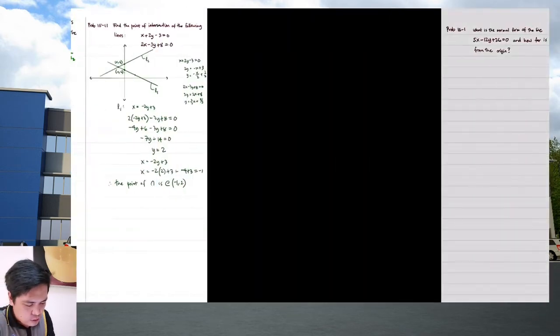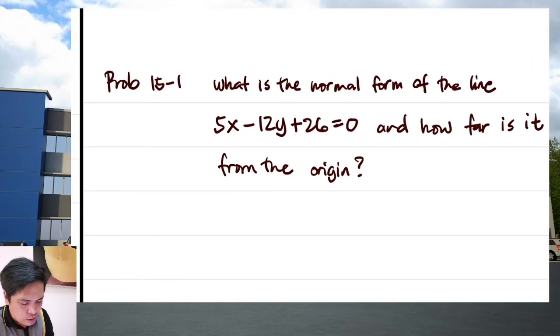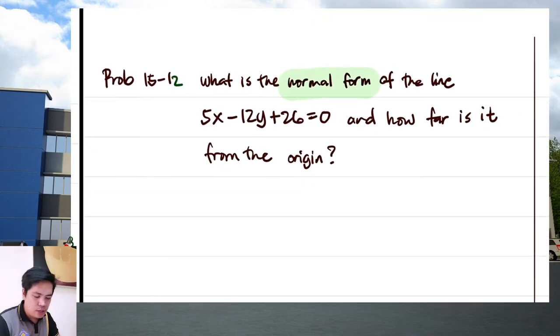Tama ba? 11 ba yung una? Ayan, 12 na. 15-12. What is the normal form? So, yung hanapin natin is the normal form of the line 5x minus 12y plus 26 equals 0. And how far is it from the origin?